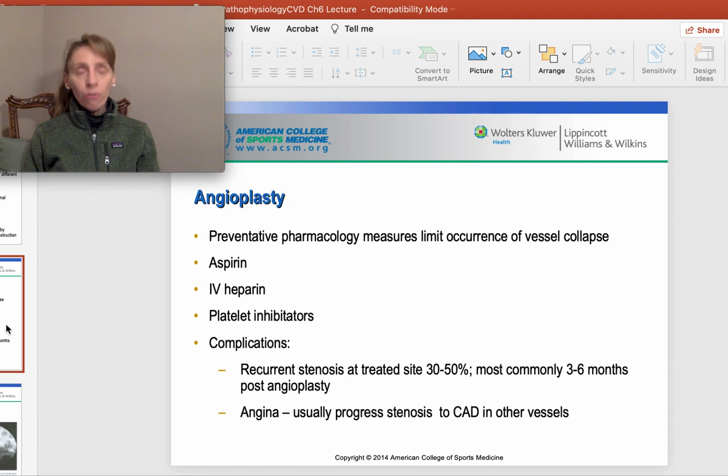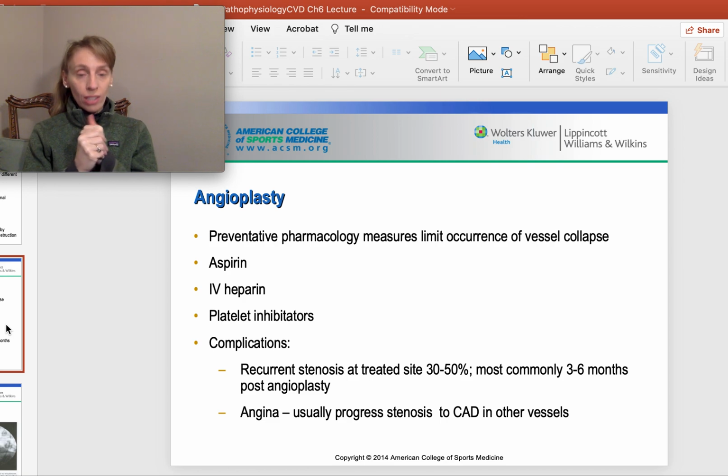So obviously this is a foreign substance being put in the body, right? The balloon and then the stent. So preventative pharmacology is going to say, well, we need to thin the blood, and that's going to be aspirin, heparin, platelet inhibitors. Really try to get that blood as thin as it can so that the body is beginning to sense that, hey, there's something foreign, we need to send cells there. We're not going to have as much of a problem with healing.